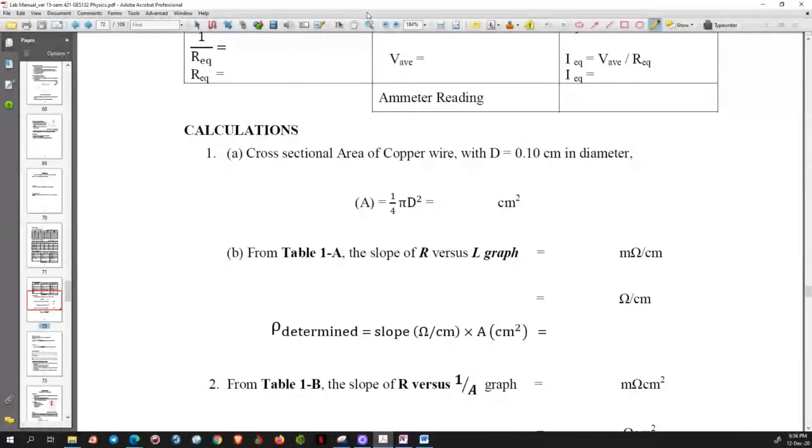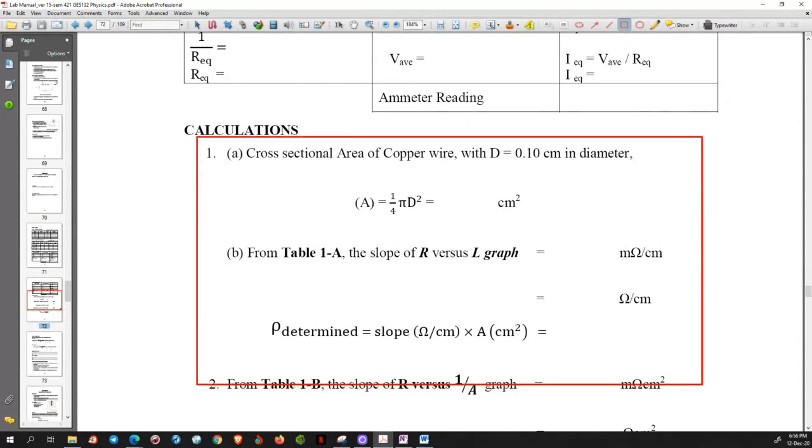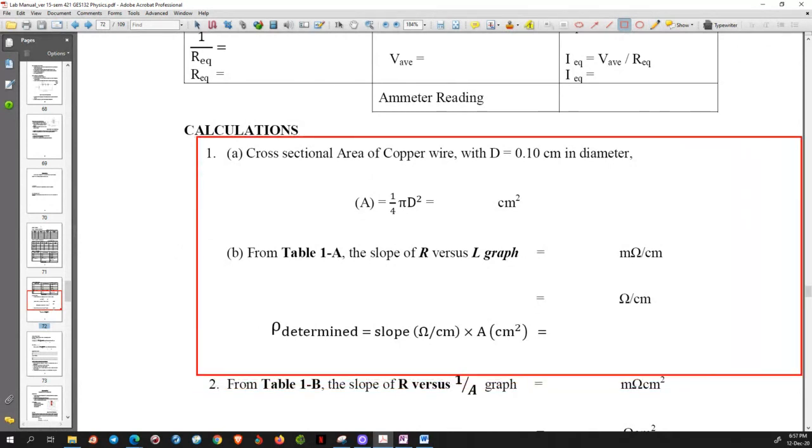If you have the copper, that means you will have only calculation number 1, the one I put inside the red rectangle. The first thing you must do is calculate the area. Once you have the area, you can proceed with the graph. Table 1b, we are not in table 1b yet. I will answer that when we go there, okay?